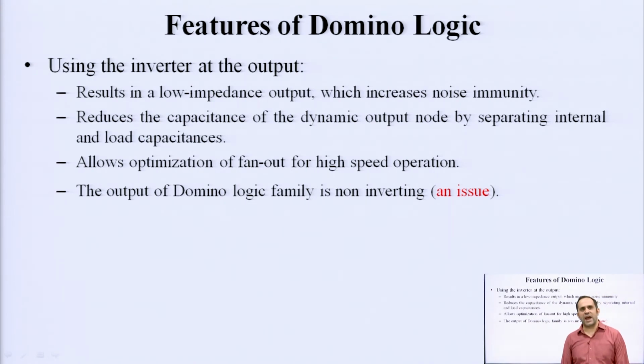Now, what is the effect of adding this inverter at the output of stage 1, or for every preceding stage you are adding an inverter at the output? It results in a low impedance output which increases noise immunity. One of the major differences between a static circuit and a dynamic circuit was that static circuits have better noise immunity, because even in a higher noise environment the output remains stable for more time. So, when you have added a static inverter in the middle, you are actually increasing the noise immunity, and you are providing a low impedance output because the output itself is logic 0.